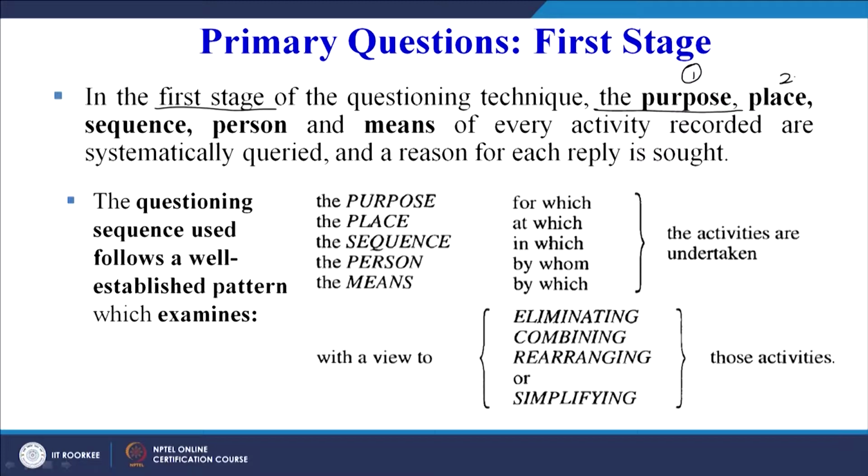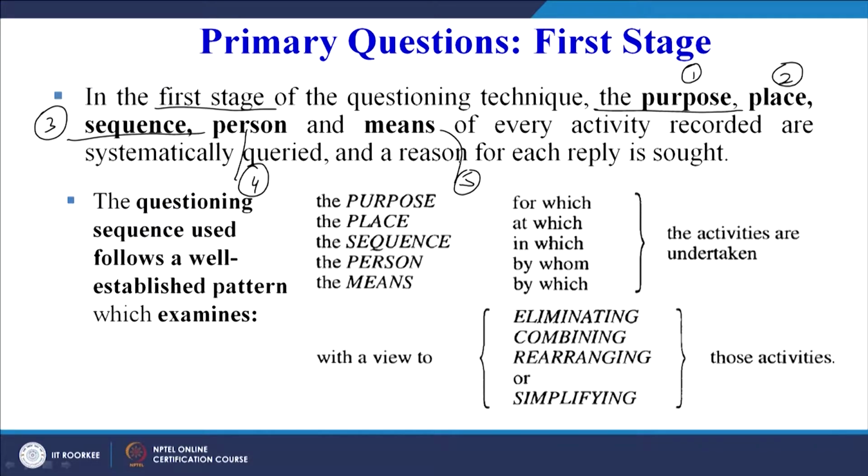The place where the work is being done, the sequence in which the work is being done, the person who is responsible for doing the job, and means, that is the technique he is following or the methodology he is adopting for doing the work, are questioned. So in the first stage of the questioning technique, the purpose, place, sequence, person and means of every activity are recorded, are systematically queried, and a reason for each reply is sought.